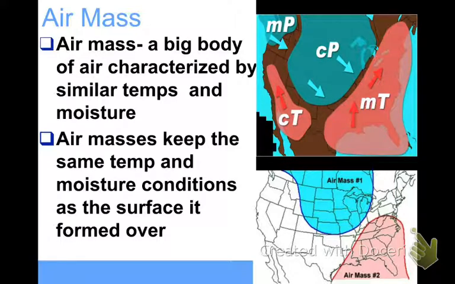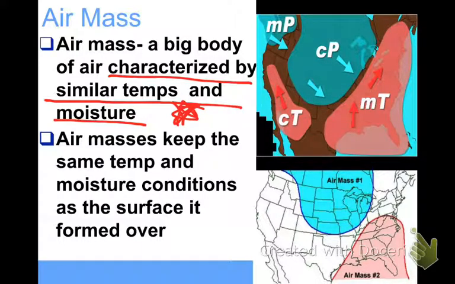So an air mass is a large body of air that has similar temperatures and moisture content. The fact that it has a similar temperature and moisture is a very big deal. So make sure you know that, put a big star next to it. An air mass is characterized by similar temperature and moisture content. Very, very important to know.